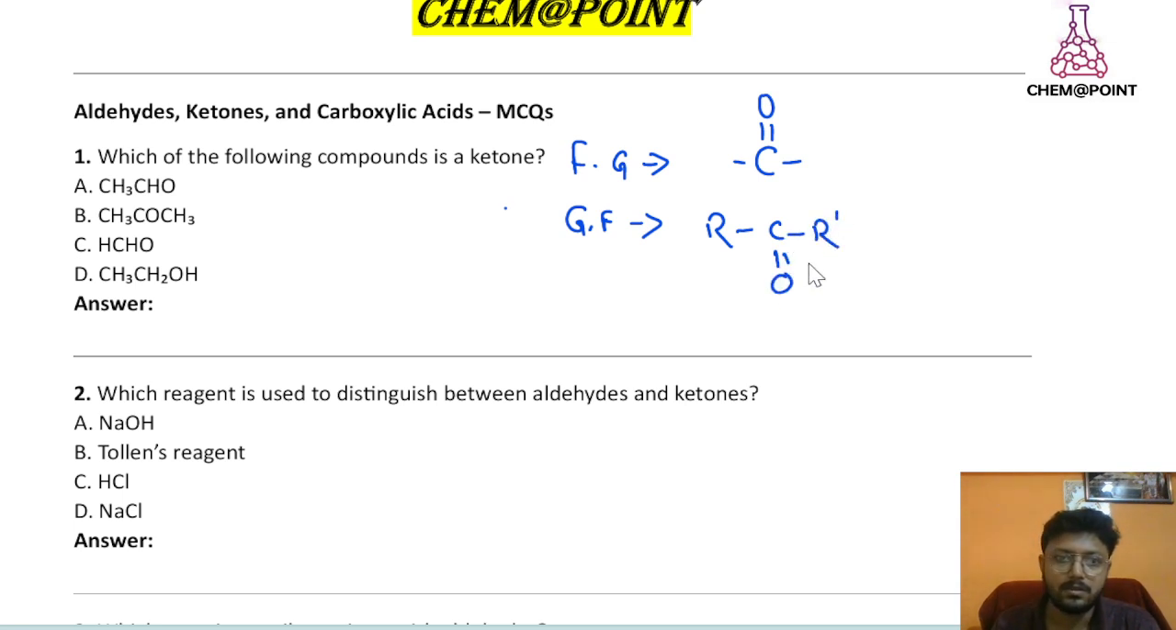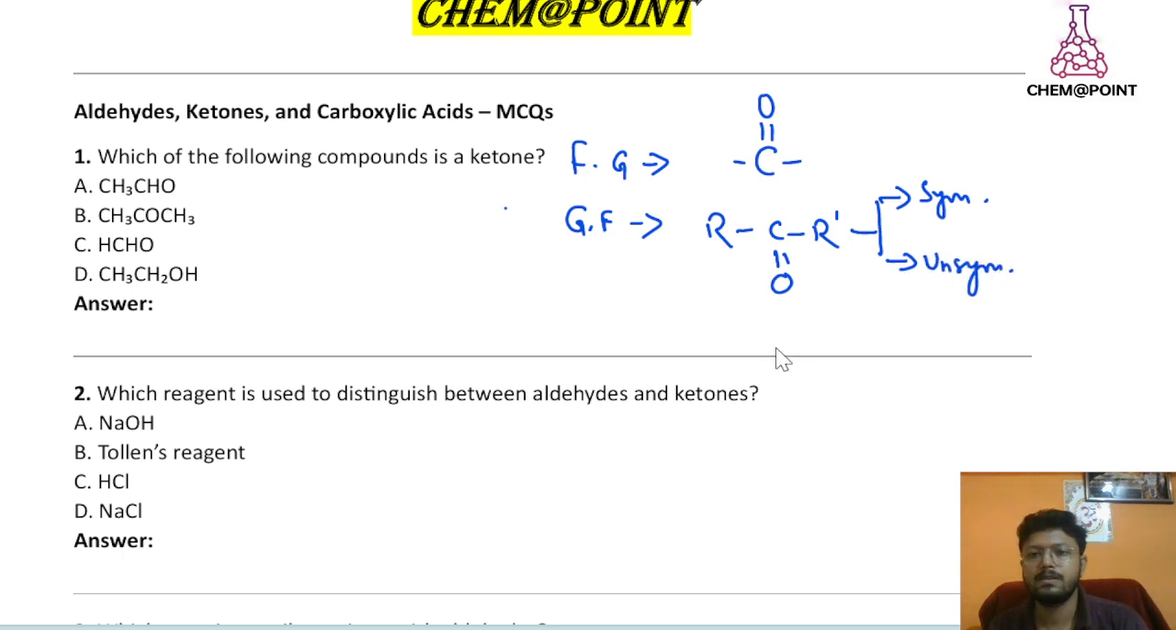Okay. So you know ketone they have symmetrical and unsymmetrical. Yes or no? Ketone they have two ways you can say. One is the symmetrical, another is the unsymmetrical. Symmetrical ketone is R equal to R dash, but unsymmetrical ketone is R not equal to R dash. Do you understand my point?